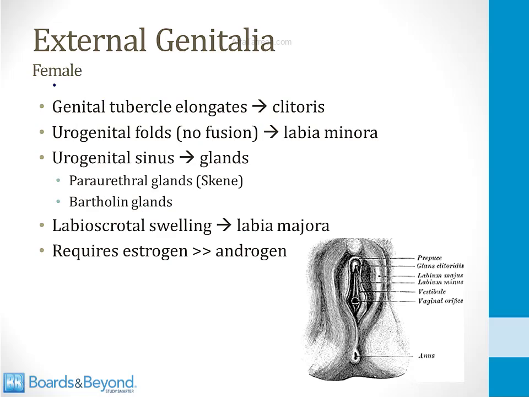Now let's talk about external genitalia development in the female. So in the female, the genital tubercle elongates and becomes the clitoris. In the female, the urogenital folds do not fuse, they persist and become the labia minora.